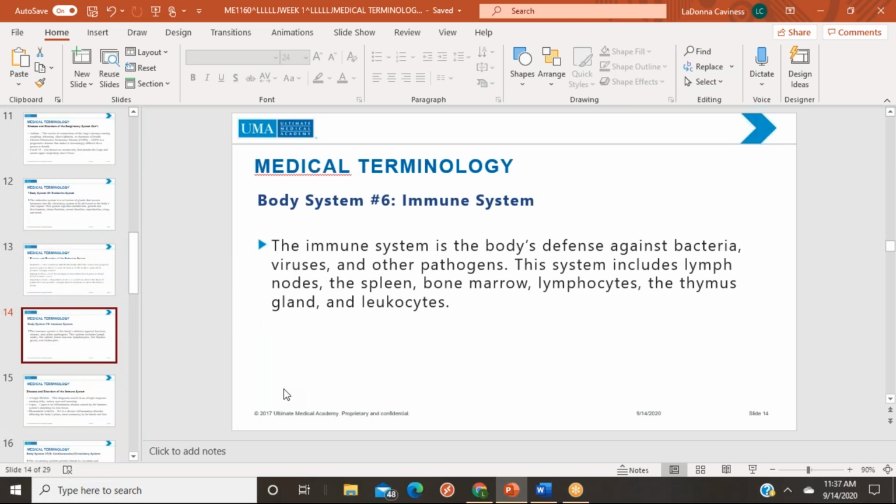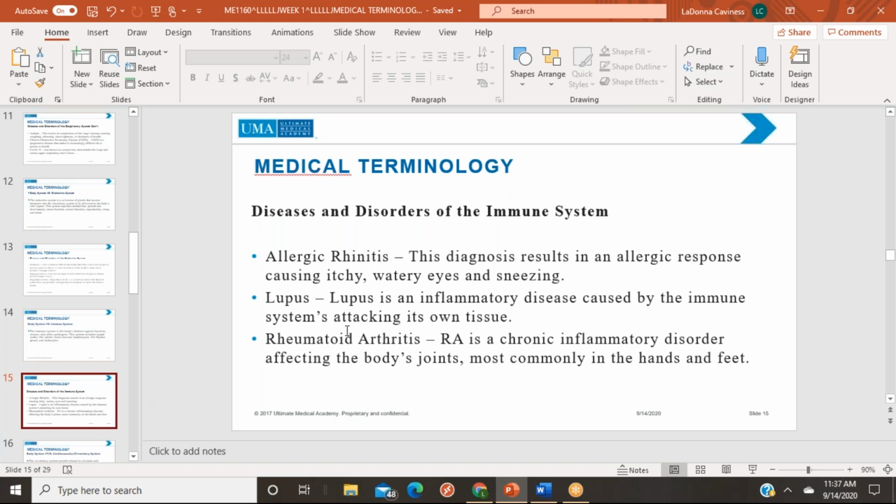Okay, the immune system. The immune system is the body's defense against bacteria, viruses, and other pathogens. This system includes the lymph nodes, the spleen, bone marrow, lymphocytes, thymus gland, and leukocytes. Here's some examples of diseases and disorders of the immune system.